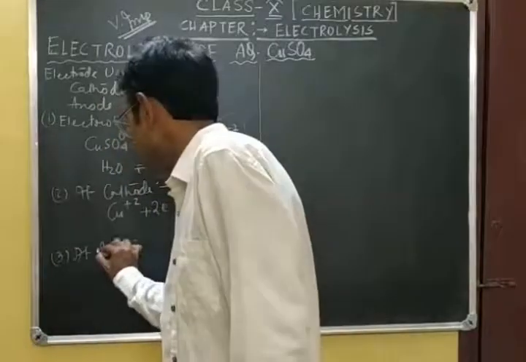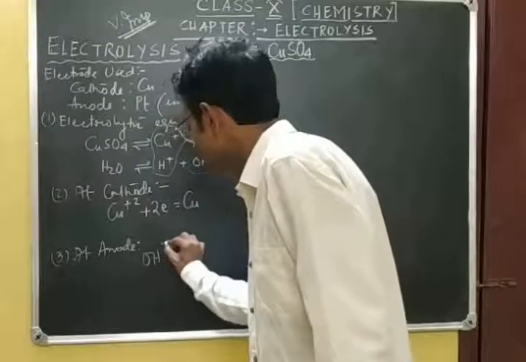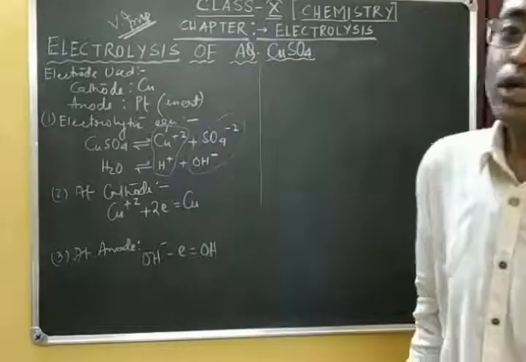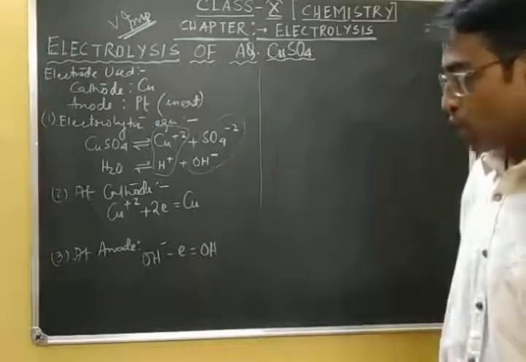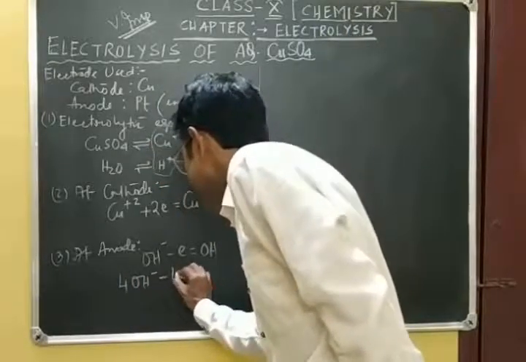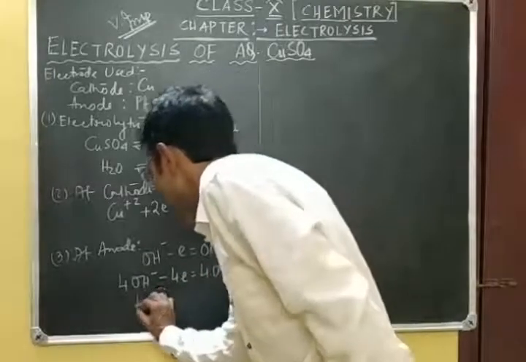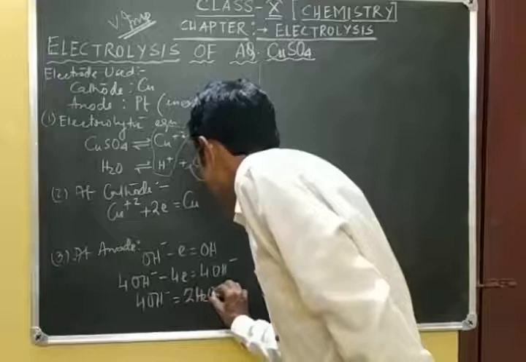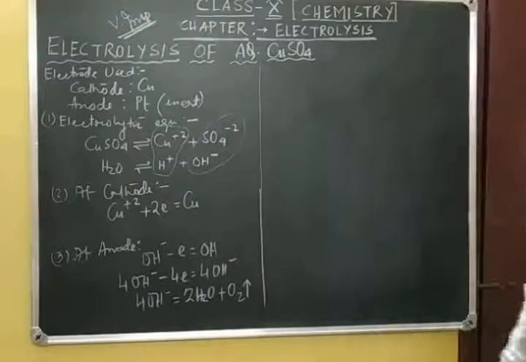So at the anode, what will happen? OH minus will lose 1 electron to form OH. So I will be looking for obtaining oxygen. So what to do? 4. We have just done this, so I am not elaborating too much. 4OH minus minus 4E becomes 4OH, and 4OH becomes 2H2O plus O2. So you can easily say that oxygen will be liberated at the anode.